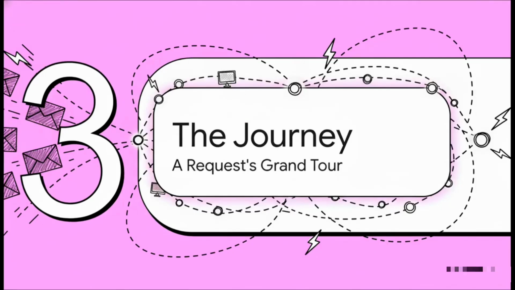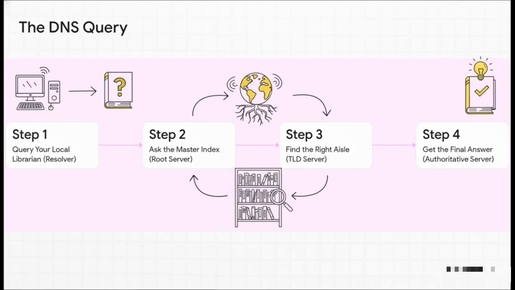So, when your computer needs to find that number, it kicks off this lightning-fast journey. It's kind of like a grand tour across the internet to hunt down the answer. Think of it as a multi-step quest for information. And this quest follows a pretty clear four-step path. It's basically climbing a ladder of servers to find the one that has the definitive answer.